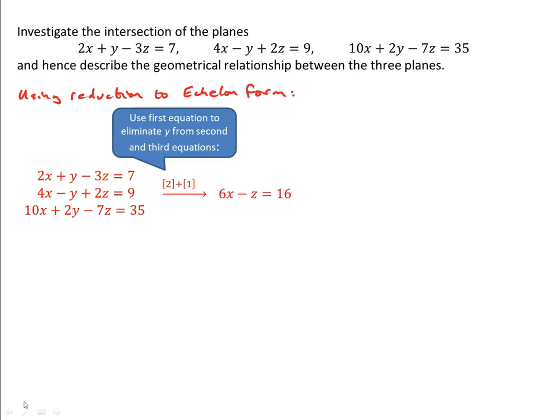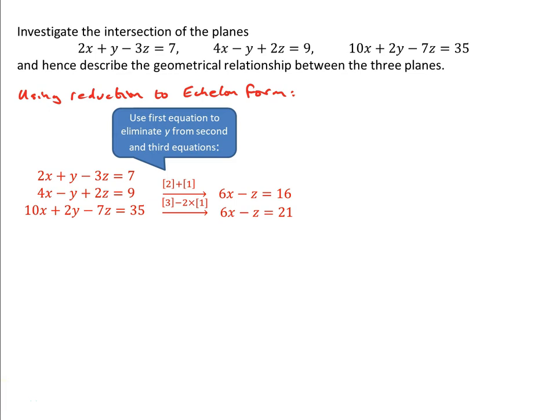To eliminate y from the third equation, using the first equation, if I take the third equation and subtract 2 times the first equation, then that is going to give me 10x take away 4x, which is 6x. The 2y take away the 2y gives me 0, exactly as we desired. And then I've got minus 7z minus 6z, which gives me minus z, equals 35, take away 14, which is 21.